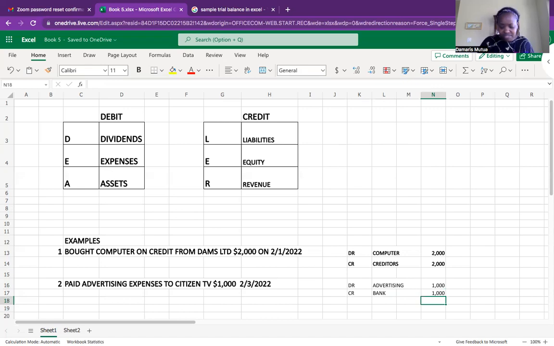So guys, basically that is how you do your journals. And I hope my dealer secret is going to help you as an accountant, as a student of accounting, an aspiring accountant in future. And I hope you'll be able to post your transactions better. You'll be able to post your transactions correctly.